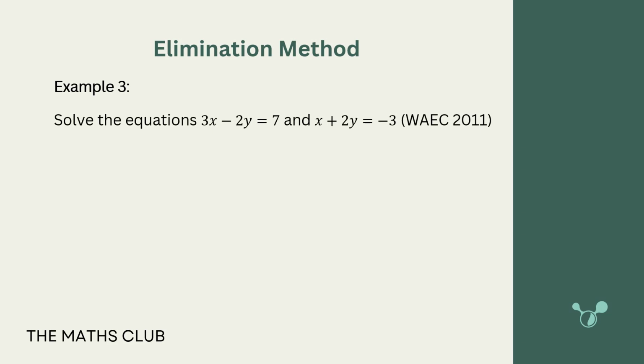Next question is taken from WAEC 2011, and I want you to solve this one by yourself. It says solve the equation 3x minus 2y is equal to 7 and x plus 2y is equal to minus 3. Pause the video and try it out yourself.